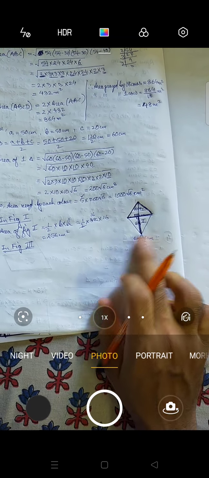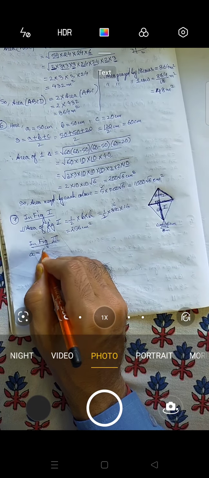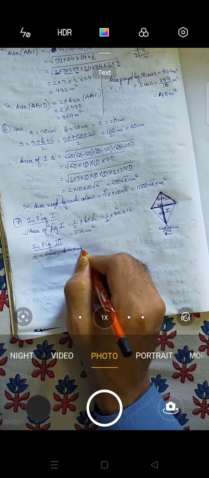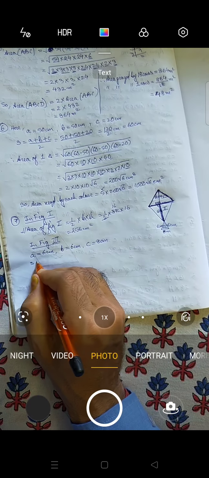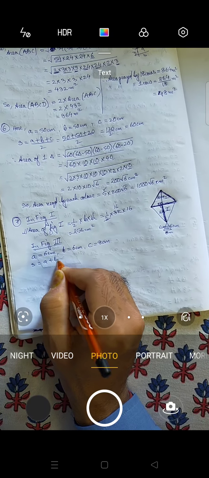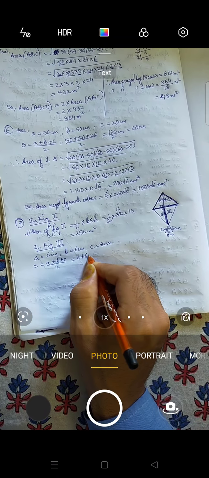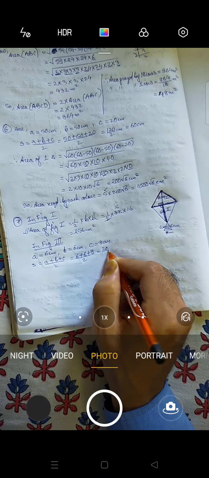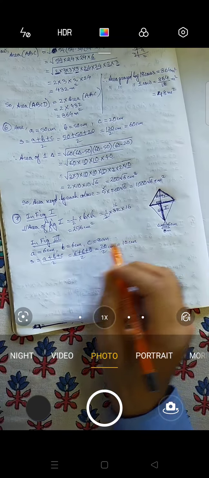3 sides are given. So we will be using Heron's formula. So we will take A is equal to 6 centimeter, B is equal to 6 centimeter and C is equal to 8 centimeter. S is equal to A plus B plus C by 2. 6 plus 6 plus 8 by 2. It will become 20 by 2 centimeter equals to 10 centimeter. Okay.